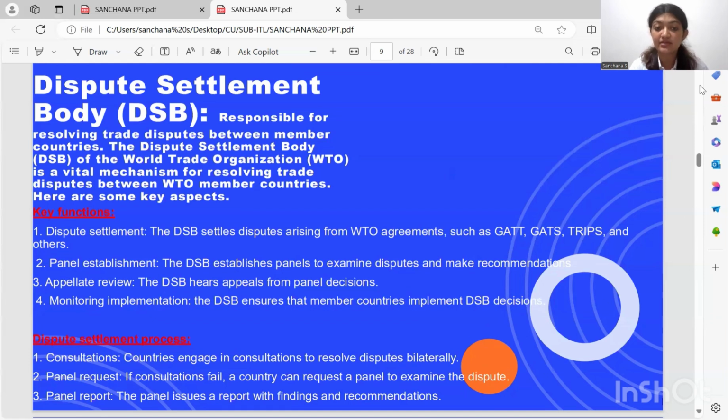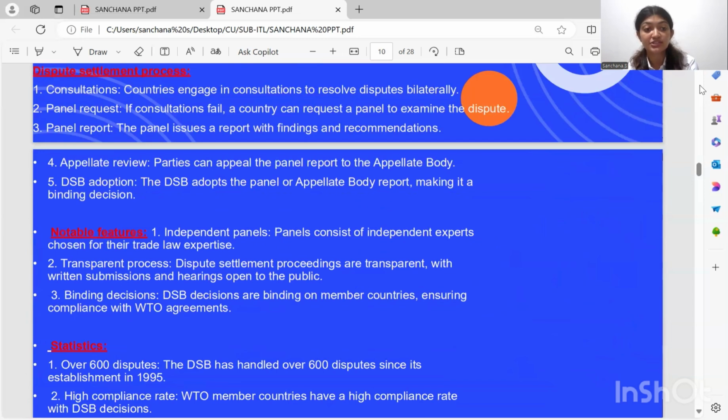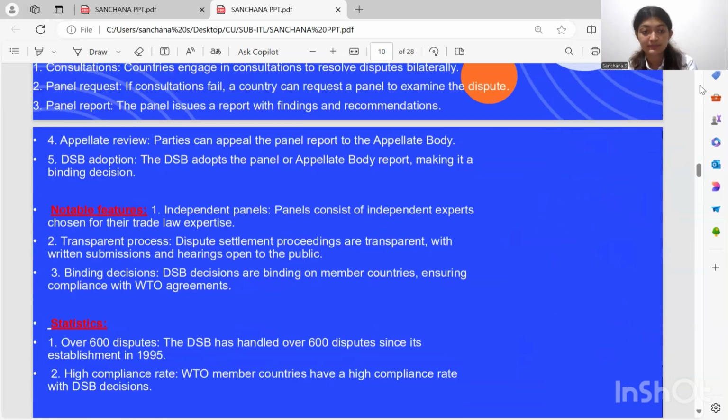So the Dispute Settlement Body tries to settle disputes under the WTO agreements and establishes panels to examine the disputes and make recommendations. It also hears appeals from the panel decisions, and member countries implement DSB decisions as per the WTO monitoring guidelines. The dispute settlement process happens through consultations, panel request, panel report, appellate review, and DSB adoption.